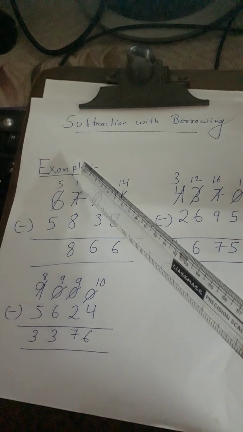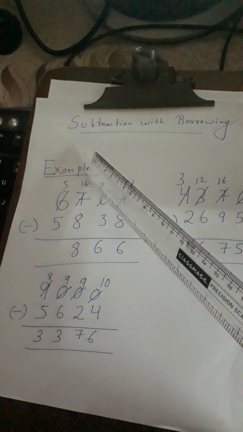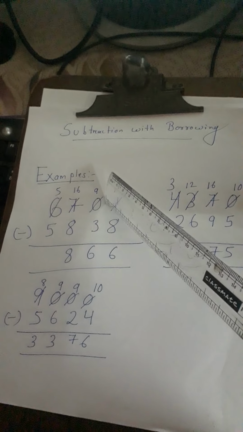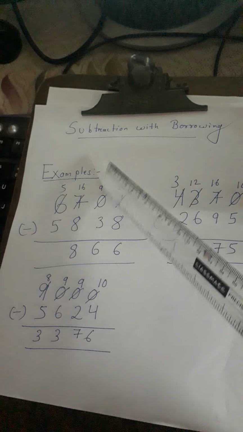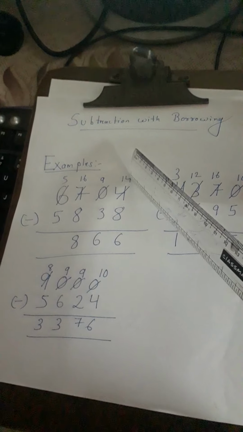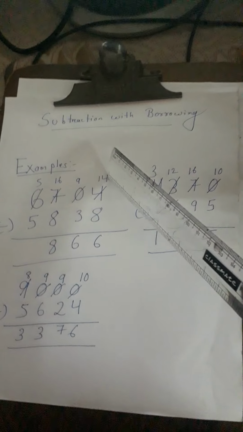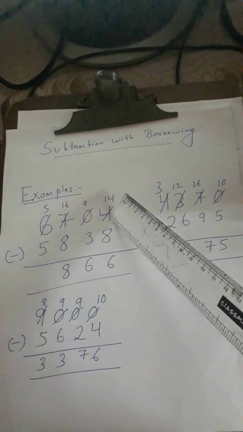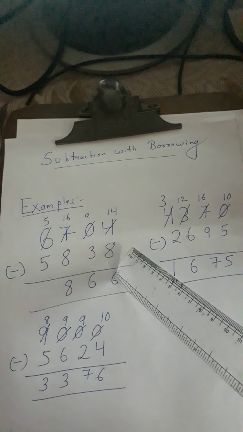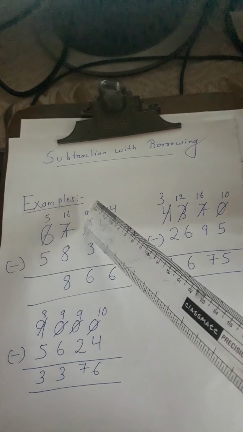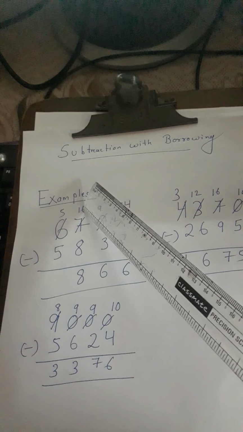When we are borrowing from the hundreds place, this digit becomes 6. And as a number passes across a 0, it becomes 9 and it becomes 14. This 4 becomes 14 as 10 is borrowed over here. So 14 minus 8, that is 6. 9 minus 3, 6. This digit has become 6.